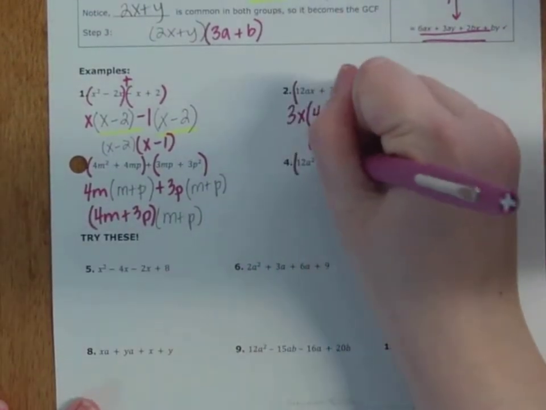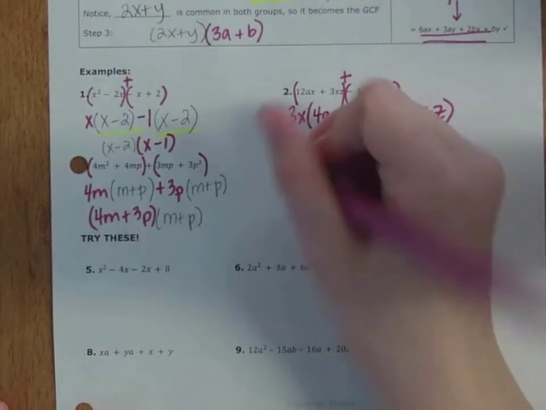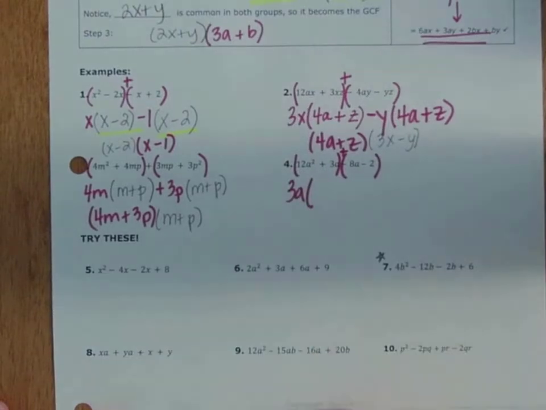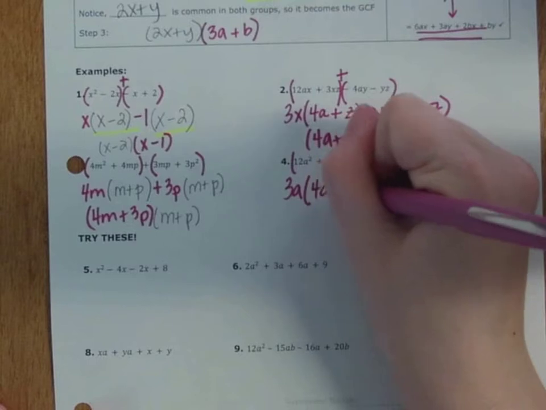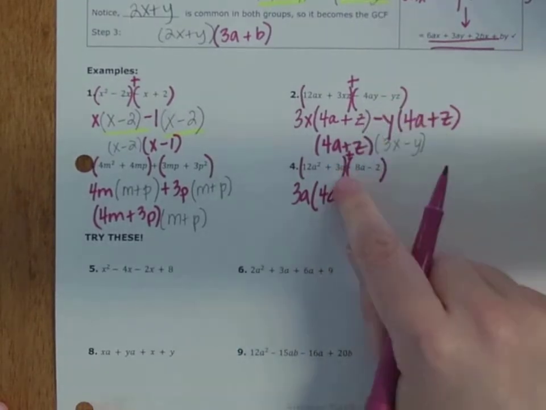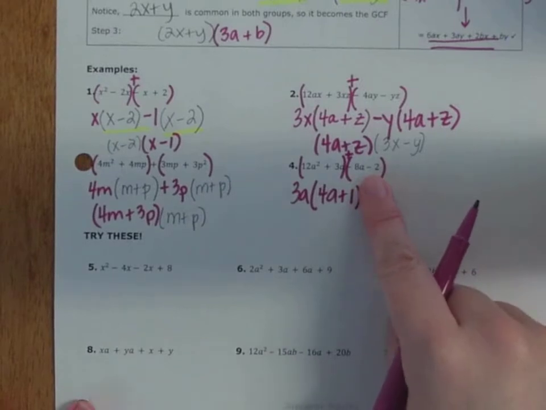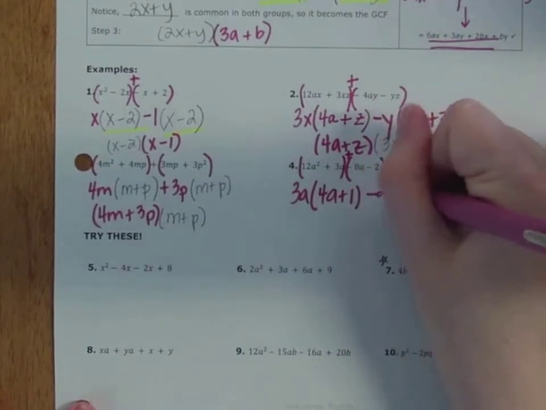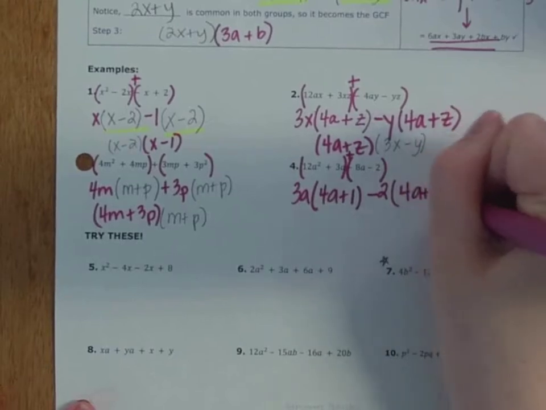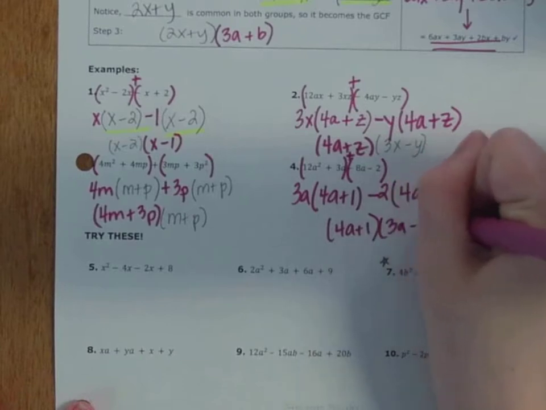Okay, last one together. GCF of the first group, 3a. And if I factor out a 3a, what's left on the inside? 4a plus 1. Remember, if I take out the entire monomial, then I have to leave behind a 1. If I factor out 3a, then it's a 1 here. What do I factor out of the second group? Negative 2, and I leave behind 4a plus 1. So I have 4a plus 1 times 3a minus 2.